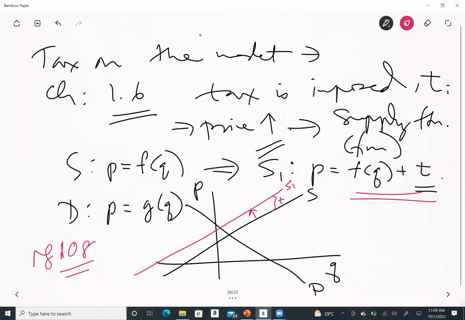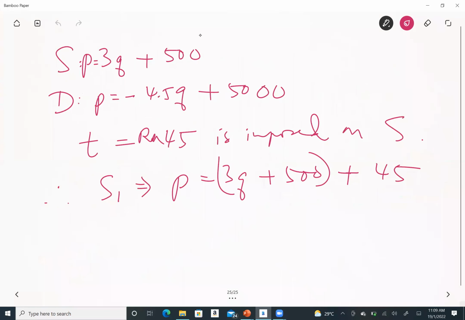So we use this principle: F of Q plus T. Just add, but make sure the function is P as a function of Q. If it is Q as a function of P, you have to rewrite. So that will be equal to 3Q plus 545. Our new supply function will be this one. The demand does not change.